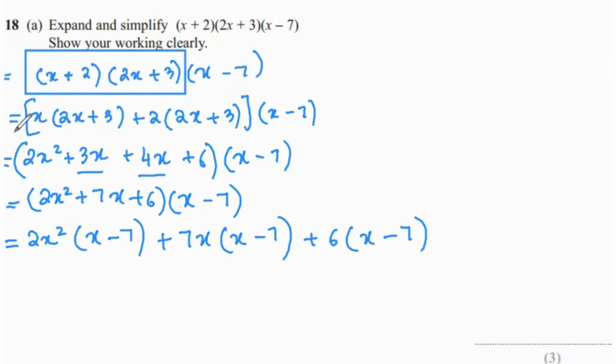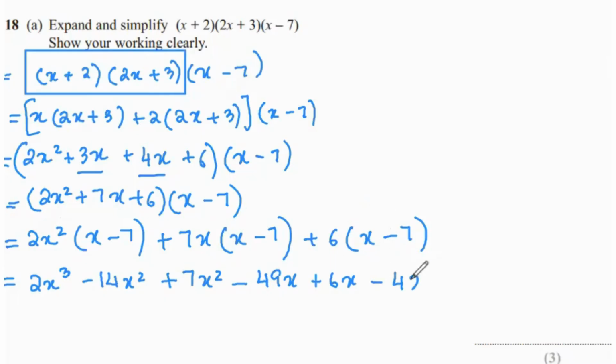We did the same thing as we did in the first step. All of the terms in the first bracket get multiplied with the terms in the second bracket. So 2x squared times x is 2x cubed. Like I said, when we multiply the variables, their power changes. 2x squared times negative 7 is negative 14x squared. 7x times x is 7x squared. 7x times negative 7 is negative 49x. 6 times x is 6x, and 6 times negative 7 is negative 42.